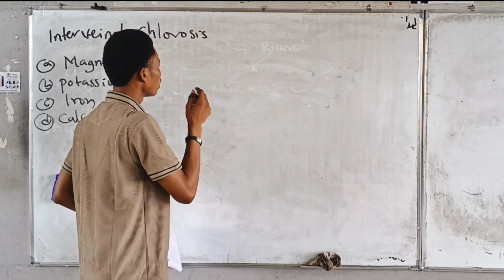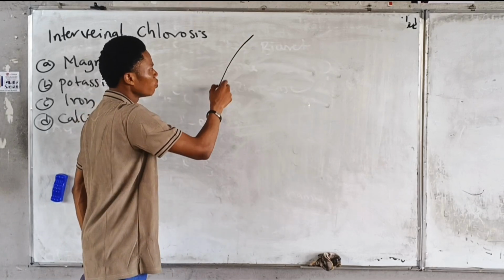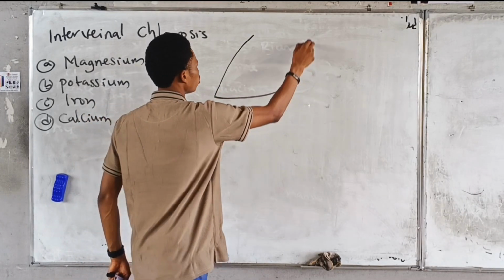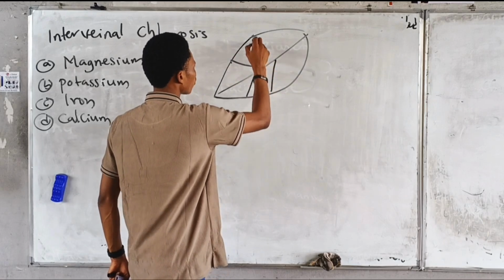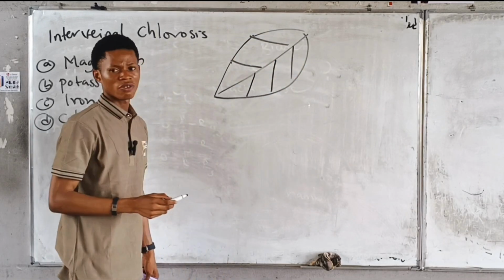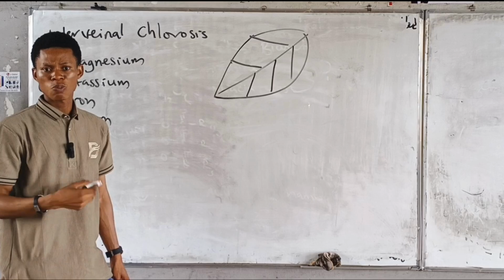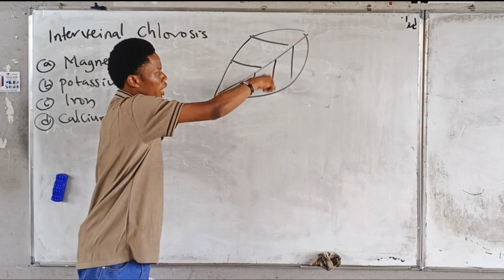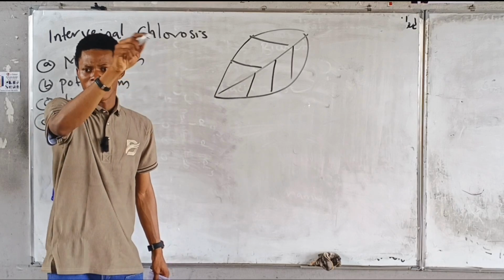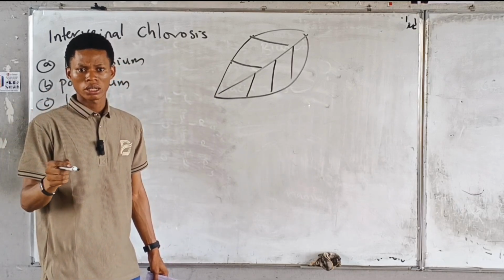Now, you see, actually the veins of the leaf, we have two types of venation of leaves: net venation and parallel venation. If you have something like this, is this net venation or parallel venation? This is parallel venation, because the lines are parallel, like this. Net venation is the one that has zigzag lines everywhere.